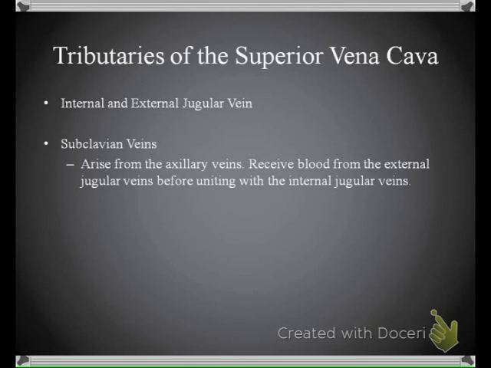So, tributaries of the superior vena cava. We have the internal and external jugular veins, the subclavian veins, which arise from the axillary veins, which receive blood from the external jugular veins before uniting with the internal jugular veins. So the internal and external jugular veins and subclavian veins play a very detrimental role in the superior vena cava.